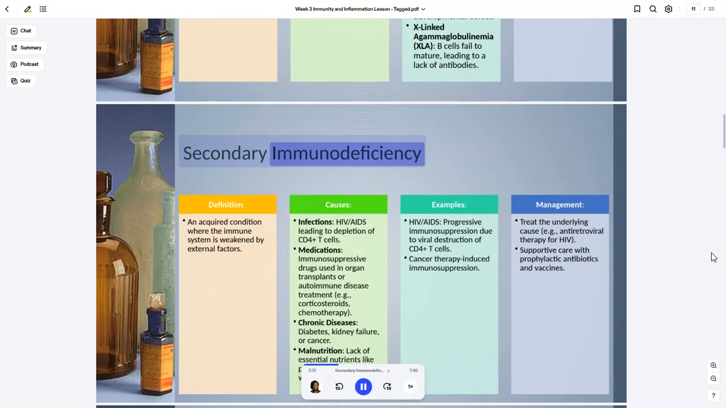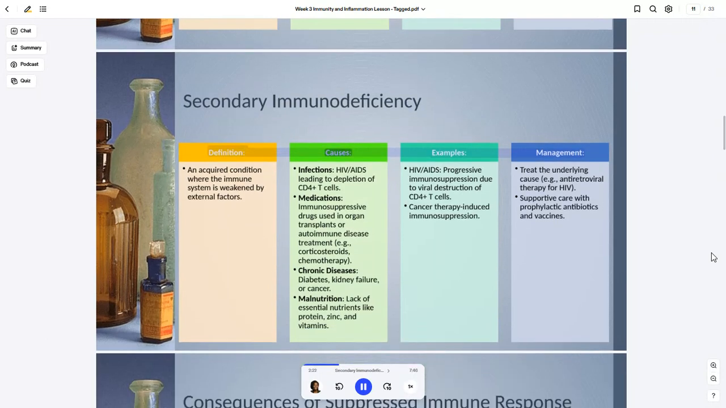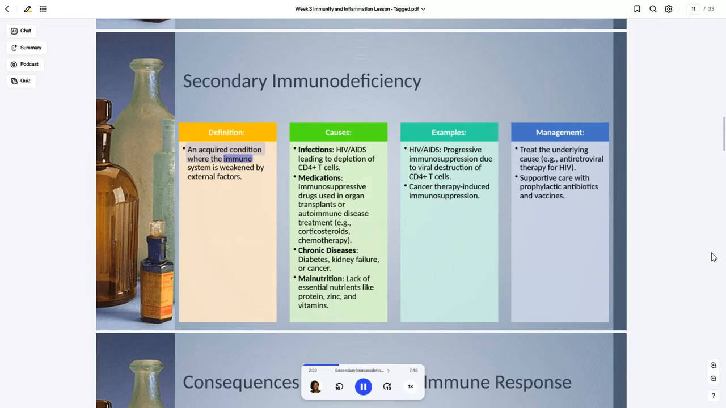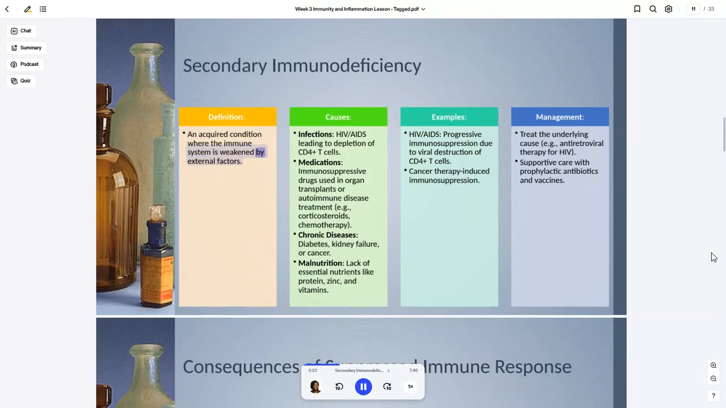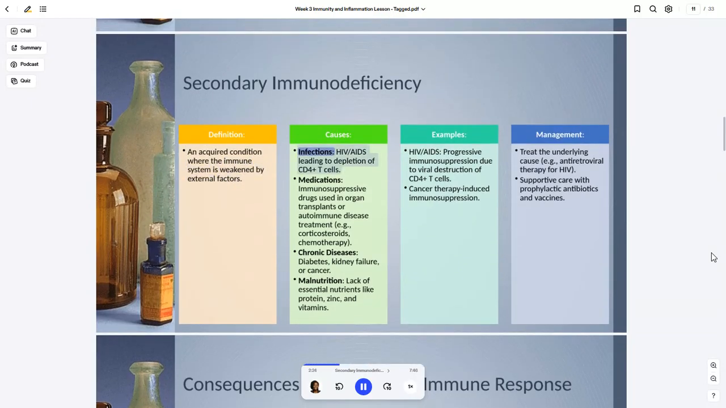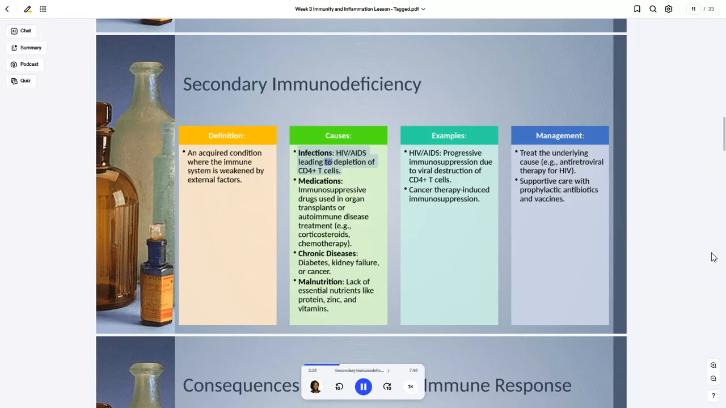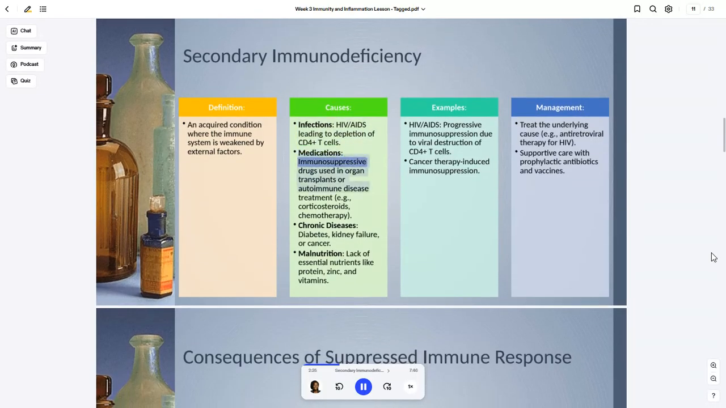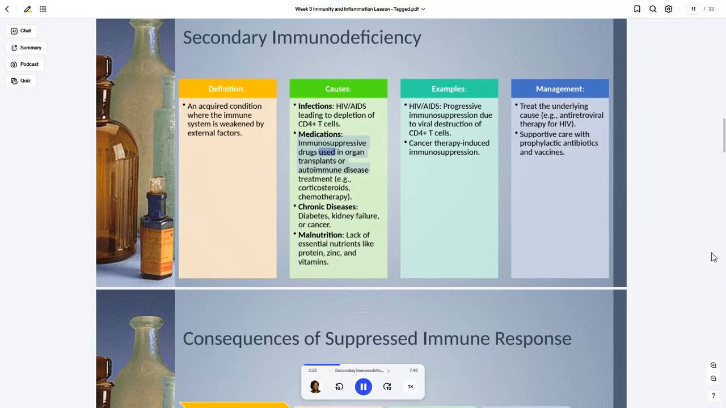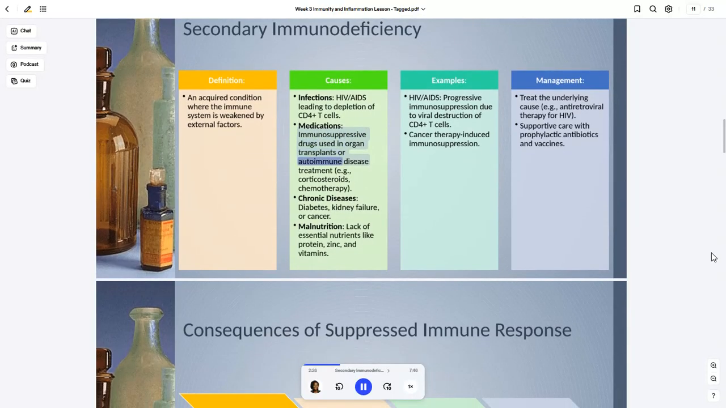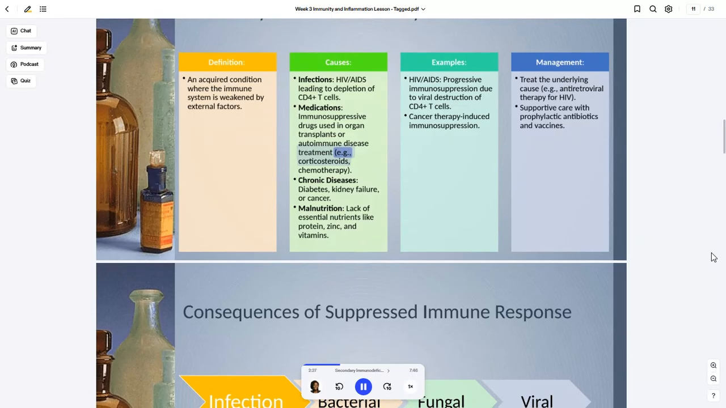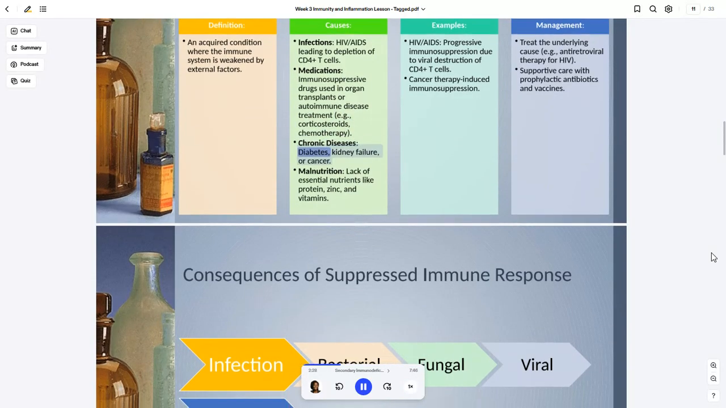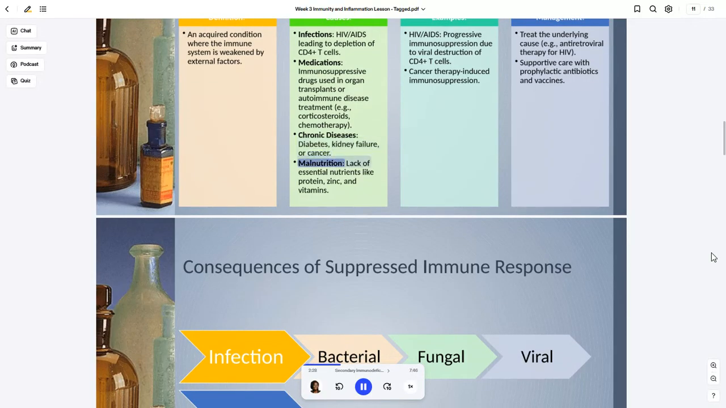Secondary immunodeficiency. Definition, causes, examples, management. An acquired condition where the immune system is weakened by external factors: infections, HIV/AIDS leading to depletion of CD4 plus T cells; medications, immunosuppressive drugs used in organ transplants or autoimmune disease treatment, for example, corticosteroids and chemotherapy; chronic diseases, diabetes, kidney failure, or cancer.